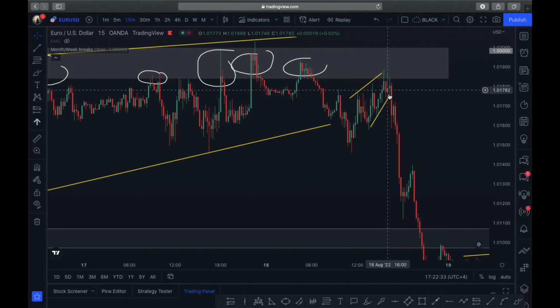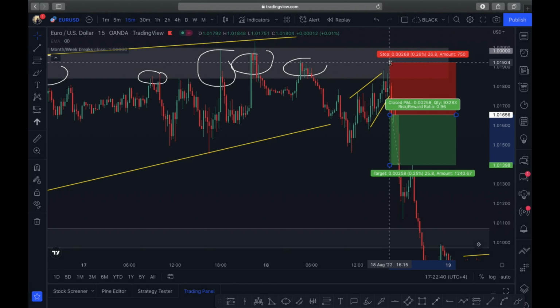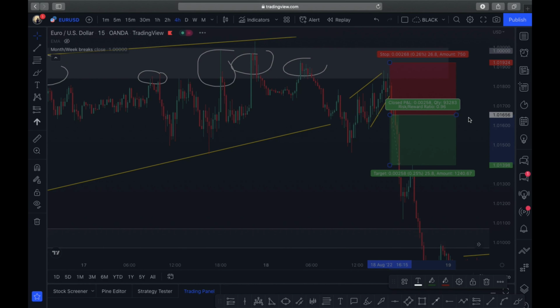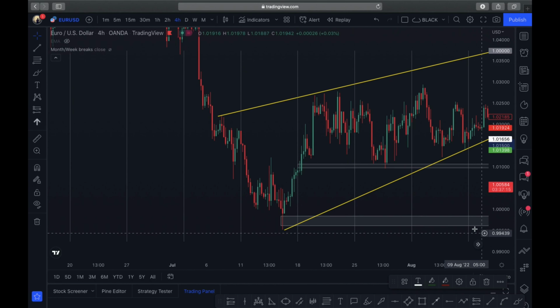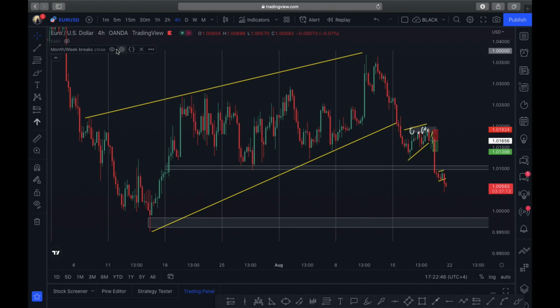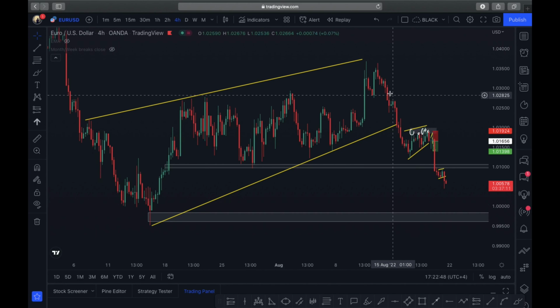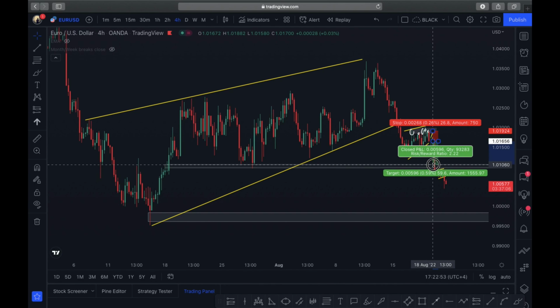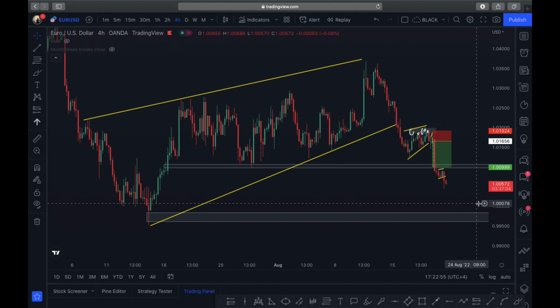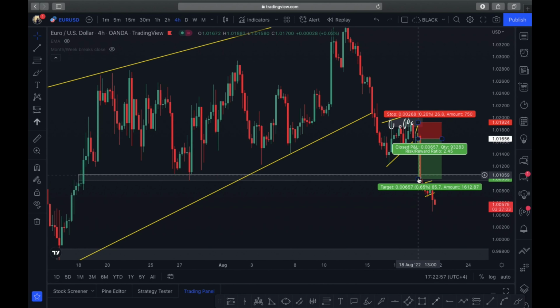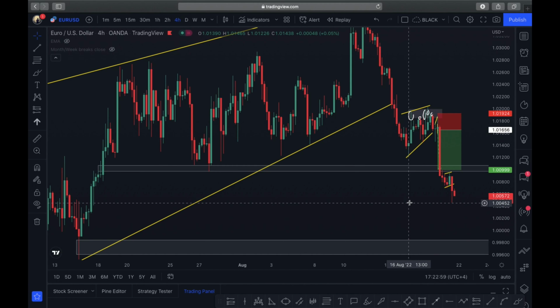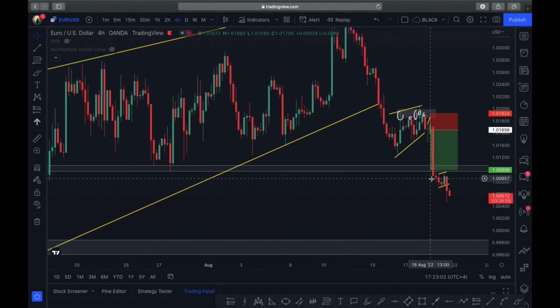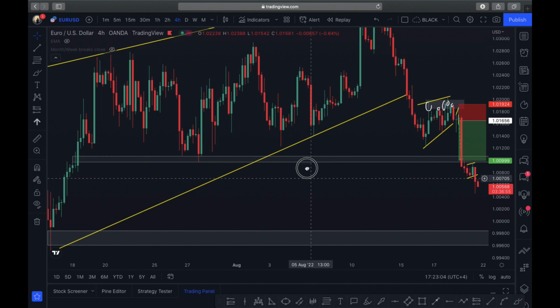So we waited for the break of this rising wedge, and this is where we got our entry. The break of this wedge, we got our entry here, our stop loss here, then our take profit was here. Let me just take this off. So we had this impulse correction. Our first take profit was this level, but you can see price smashed through our take profit and even went below.